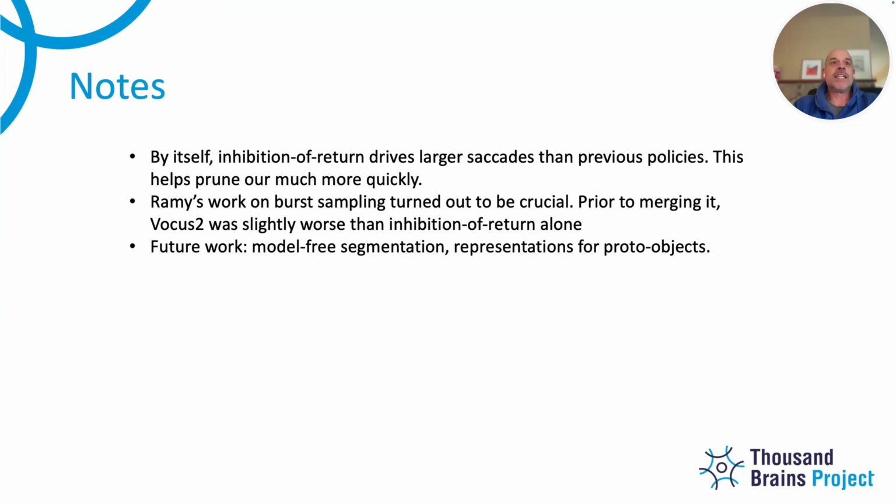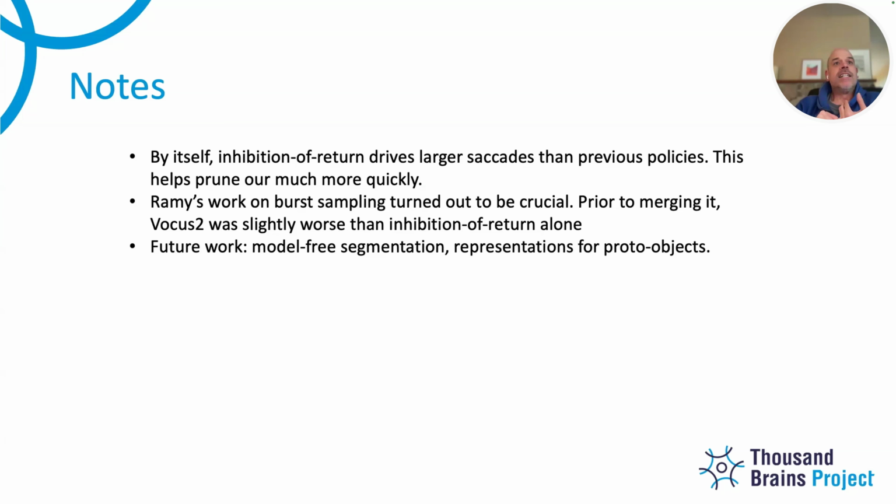One is inhibition of return by itself drives you to make larger saccades. I'm just reiterating that because we've talked about it before, but if you know how learning modules work and what that does to the hypotheses, it really does allow you to eliminate your hypotheses much more quickly. You can prune them out much more quickly. So that's a nice thing just from inhibition of return alone.